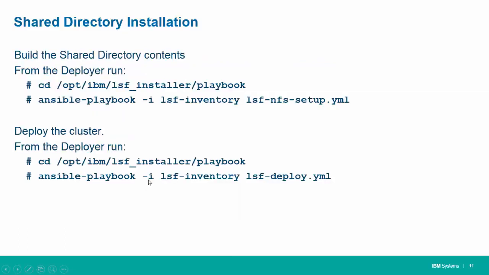Okay, what do I need to do to prepare for the rest of the installation? I need to build the contents of the shared directory. I do that by going to the deployer node, again going into my playbook directory, and running the LSF NFS setup playbook. There's the command that you'll run, and that will go and look at the repositories on the deployer node and extract the contents into the shared location.